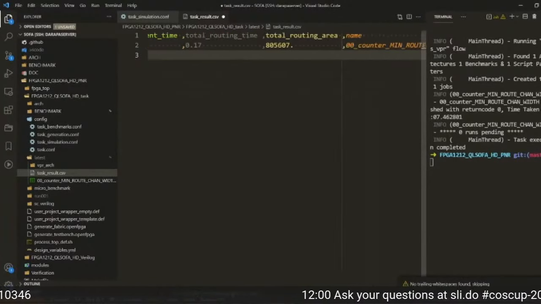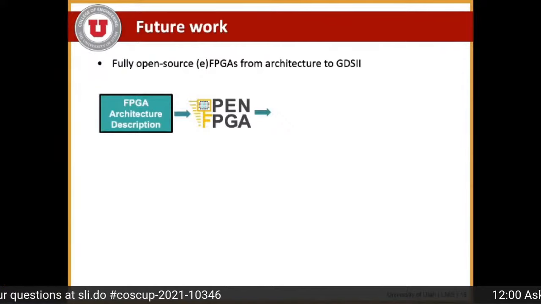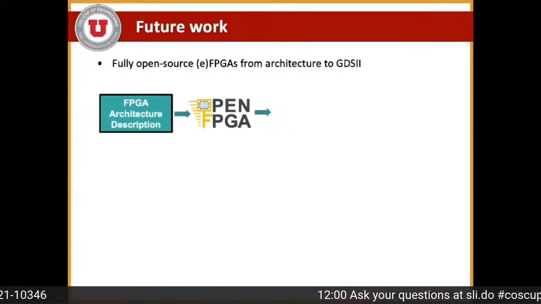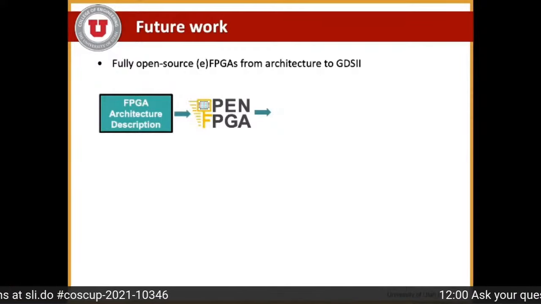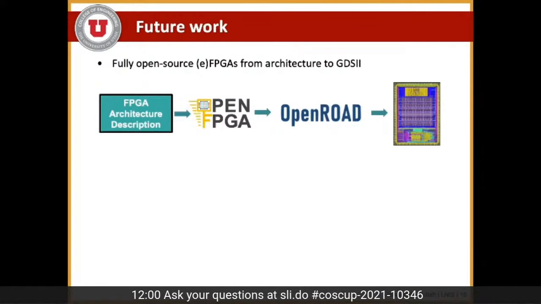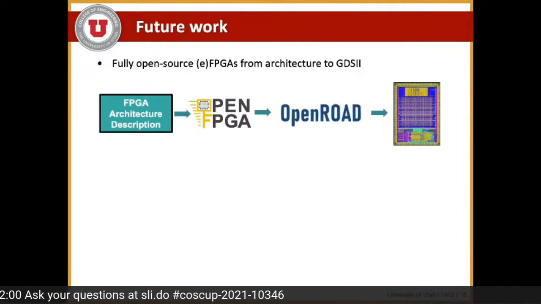As such, you have seen a very good live demo from Ganesh about how to generate a bitstream from your Verilog design for the SOFA FPGAs. Here are some future works as a next step for the SOFA project. First of all, we want to develop fully open source FPGAs from architecture to GDS. It means we want to use the open source framework, OpenROAD, to produce the same quality of FPGA IPs as you see in previous slides.